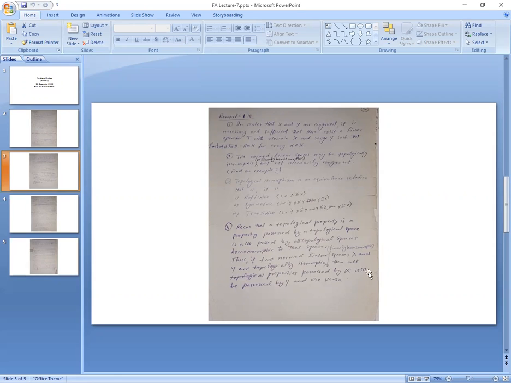Now, what does the equivalence relation mean? We said topological isomorphism is an equivalence relation. This means that it is reflexive, second symmetric, and third transitive. If these three conditions are satisfied by this topological isomorphism, then we say that it is an equivalence relation.